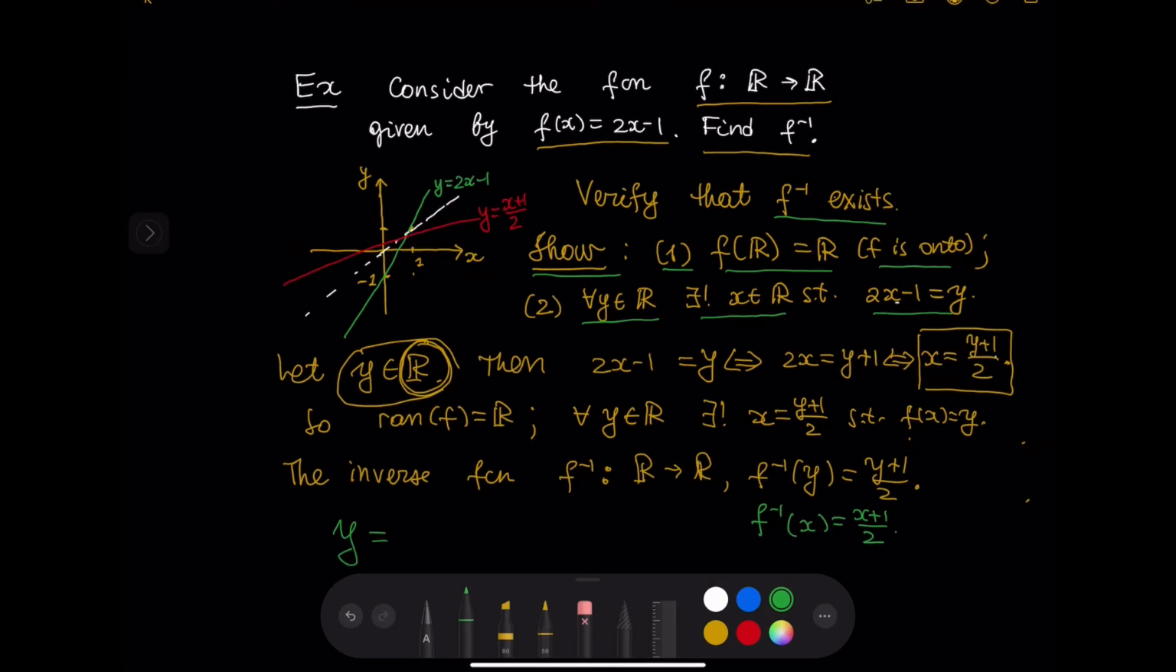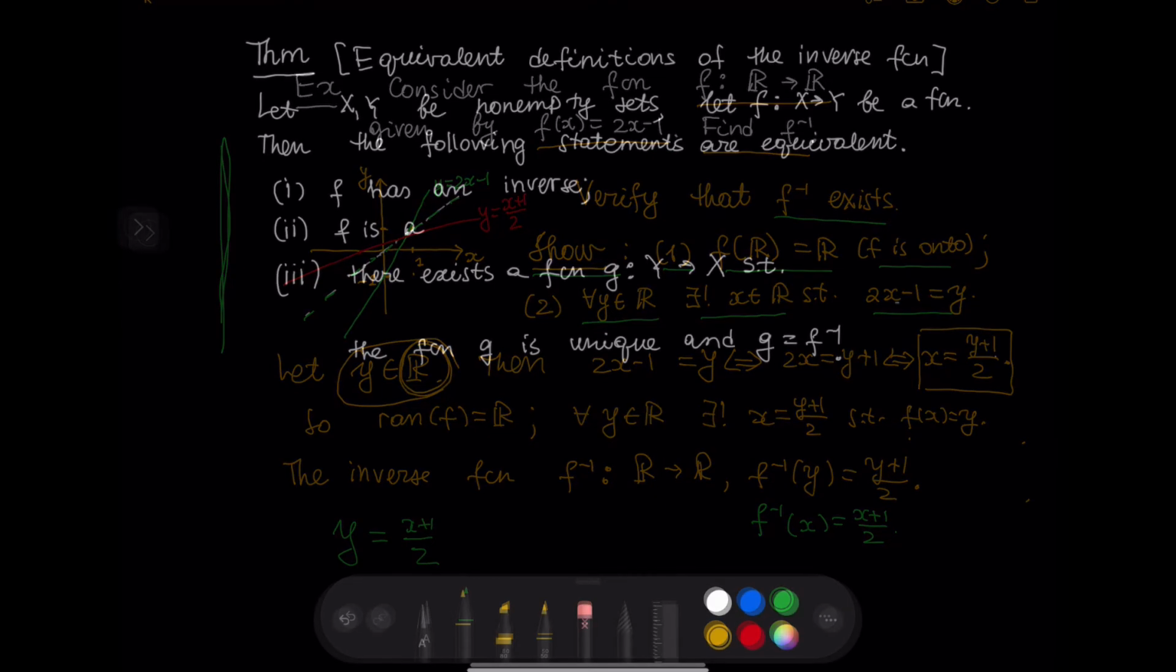So the interesting observation here is that if we graph the function y equals (x plus 1) over 2, we can see on this graph that the graph of the inverse function, which is (x plus 1) over 2, is the reflection of the graph of the original function 2x plus 1 across the line y equals x. So this is an interesting observation.